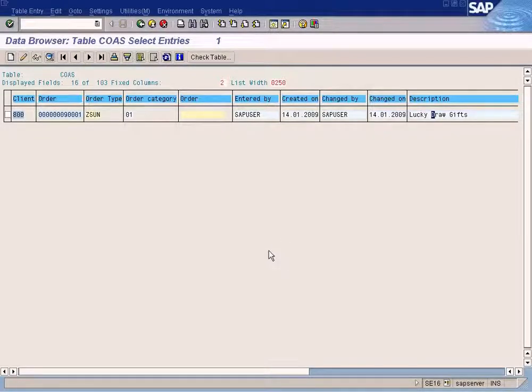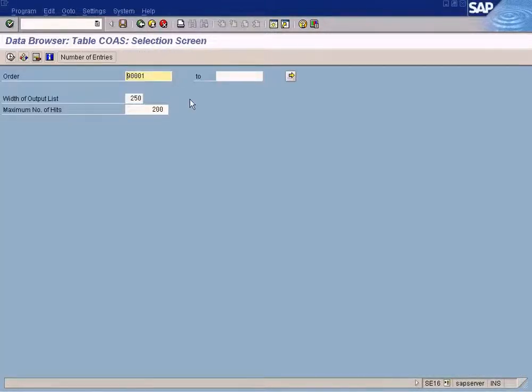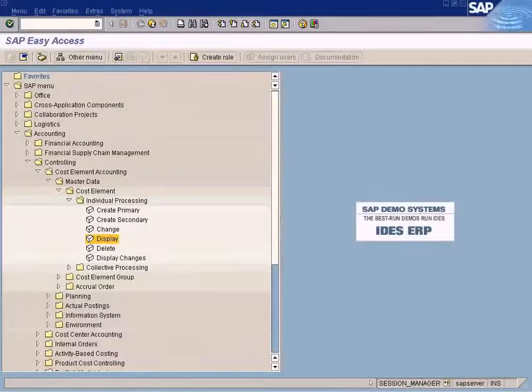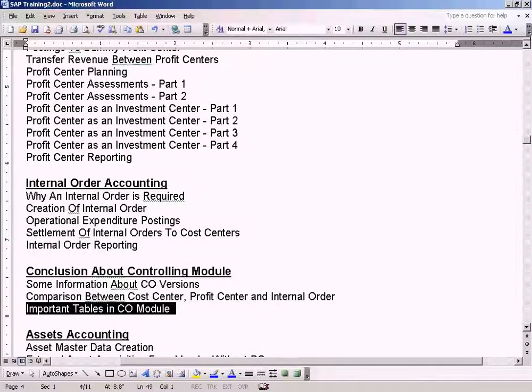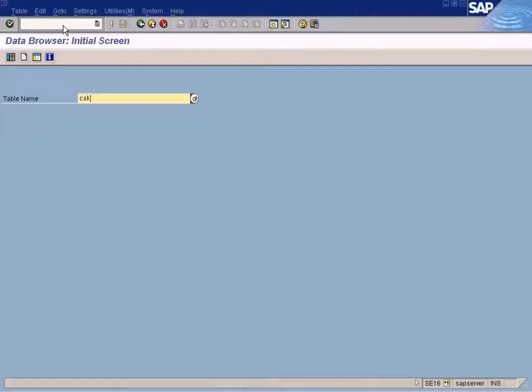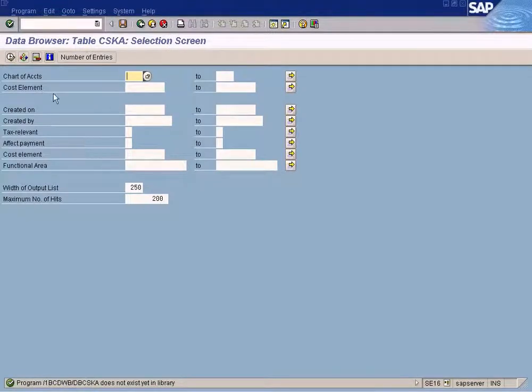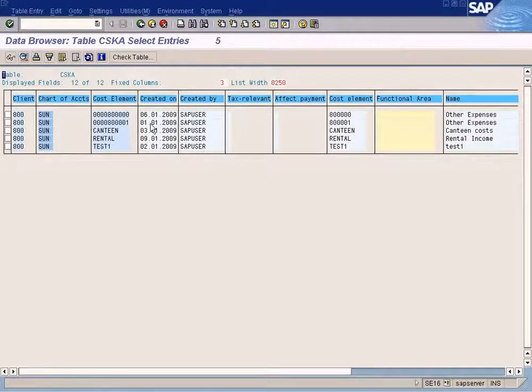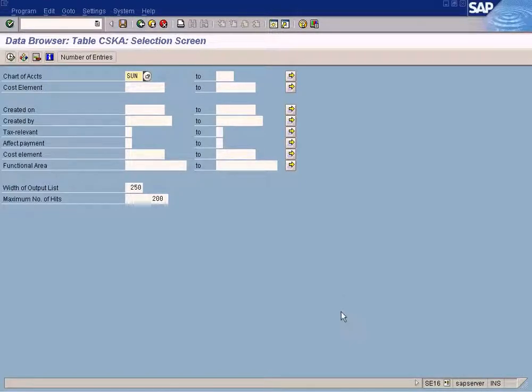Okay, these are some of the important tables. You can explore more. Alright. These are some of the important tables in CO module. And the cost element is stored in table CSKA. Yep, see the cost element that we created is actually stored in this table, CSKA. So the others you can explore on your own.